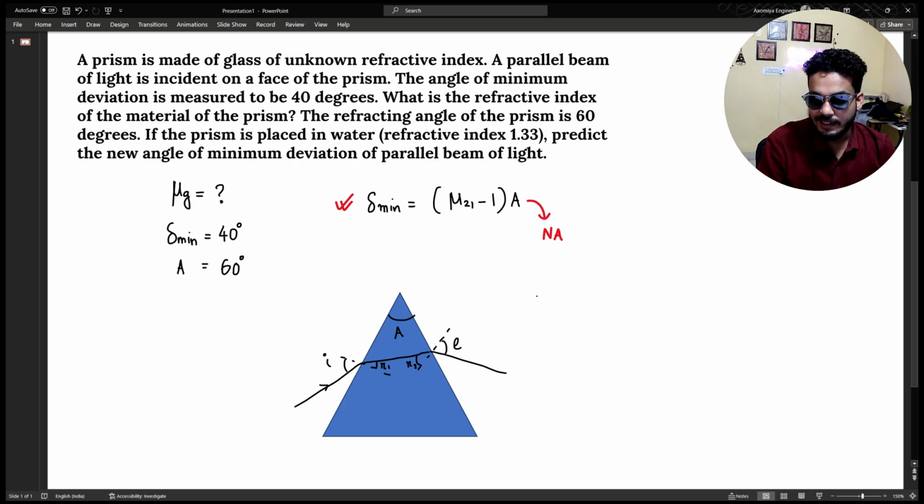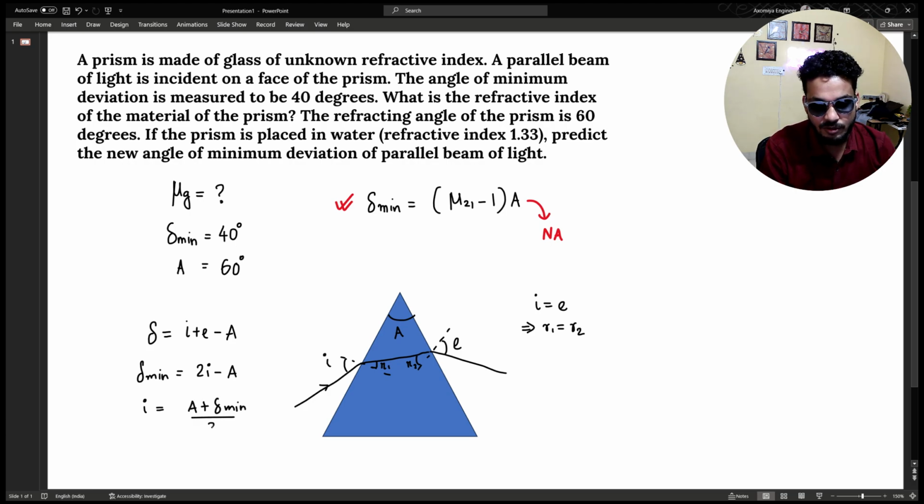If you remember correctly, the conditions for minimum deviation are, first, i should be equal to e. Once i becomes equal to e, it implies that r1 becomes equal to r2. Using these two conditions and one general condition, which says delta is equal to i plus e minus A, we figured out that in case of minimum deviation, you get 2 times i minus A. From here the angle of incidence came out to be A plus minimum deviation by 2, and r came out to be A by 2, right?